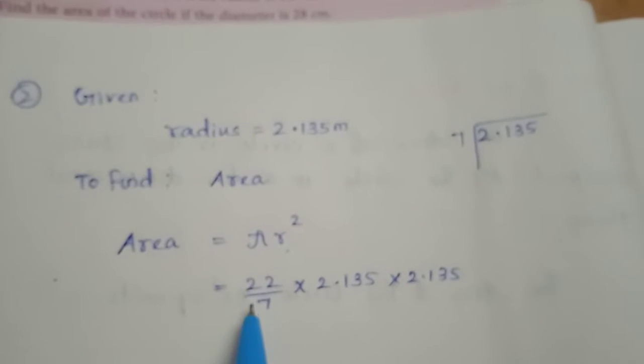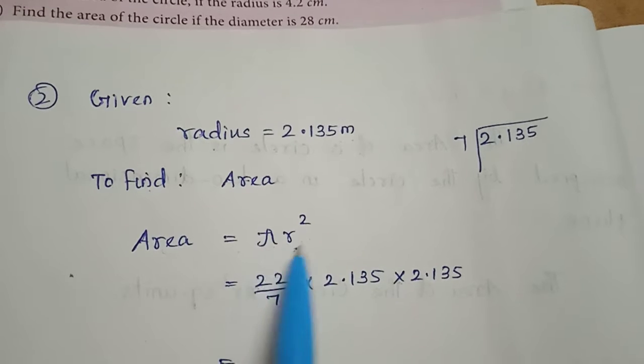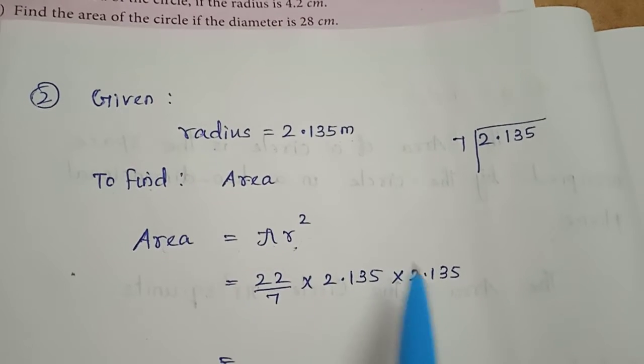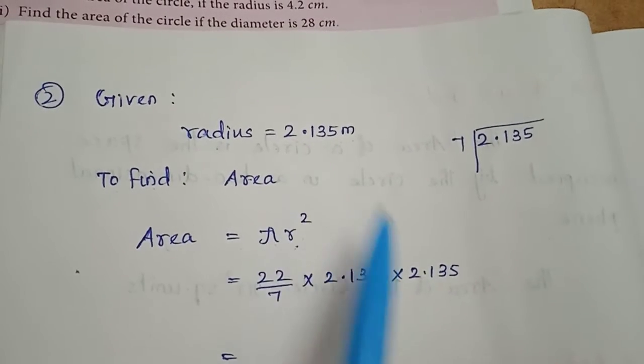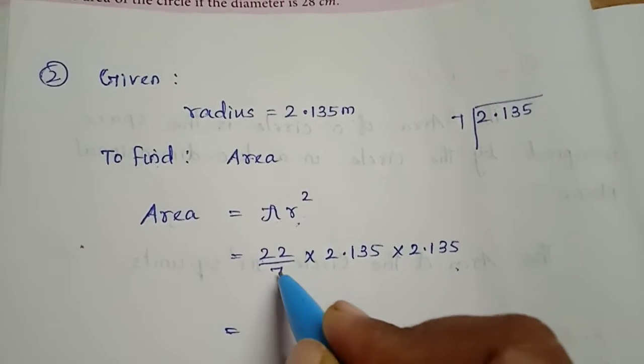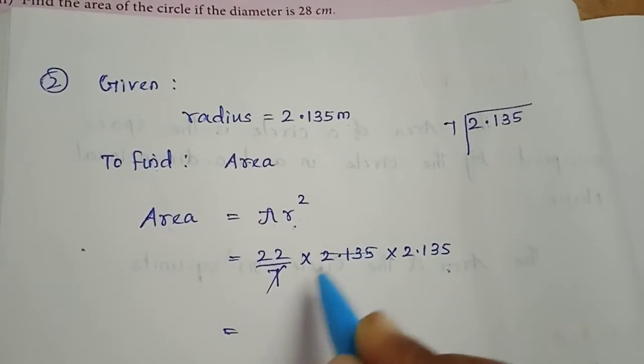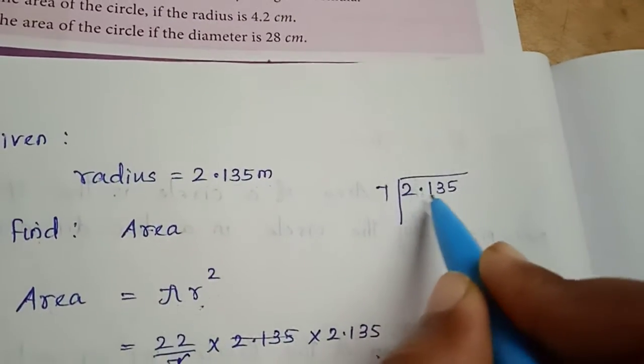Pi value, it is 22 by 7. R value 2.135 into r square. That means we should write 2 times of r. 2.135 into 2.135. Okay. Now we can cancel this 7 and 2.135. If you don't know to cancel directly, we'll divide and see.